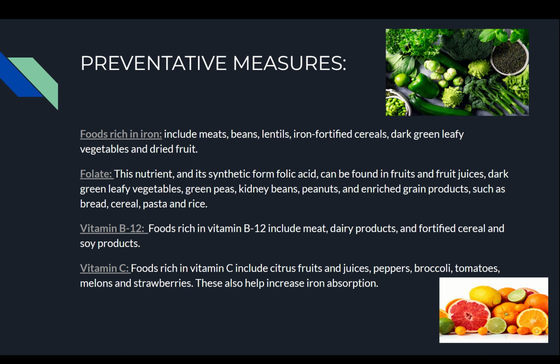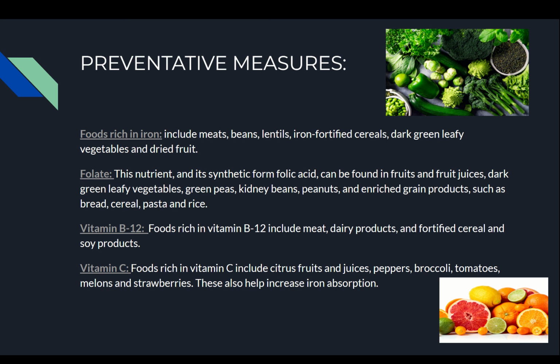Preventative measures that should be taken in order to decrease the chances of getting anemia are intaking foods that are rich in iron. Foods that are rich in iron include meats, beans, lentils, iron fortified cereals, dark green leafy vegetables, and dried fruit. Intaking the nutrient folate is also helpful in preventing this disease.